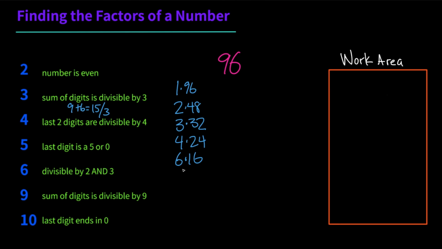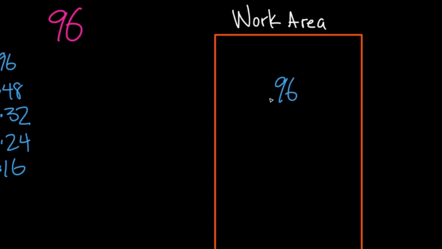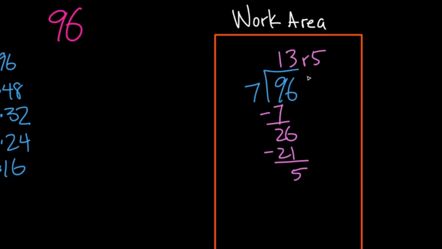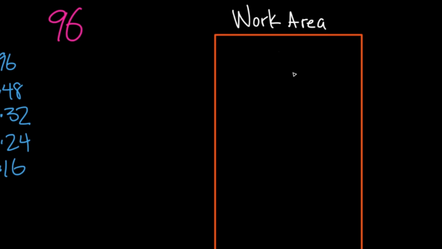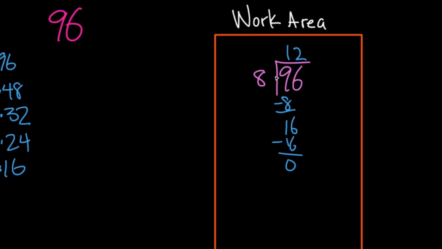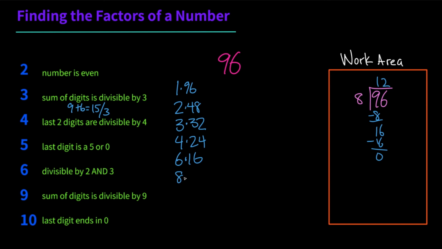We need to check for 7. 96 divided by 7. 7 goes into 9 one time. 7 goes into 26 3 times. But it has a remainder of 5. That makes this number not a multiple of 7. After 7, there's 8. We want to check to see if 96 is divisible by 8. 8 goes into 9 one time. 8 goes into 16 2 times. That makes 8 and 12 another factored pair.